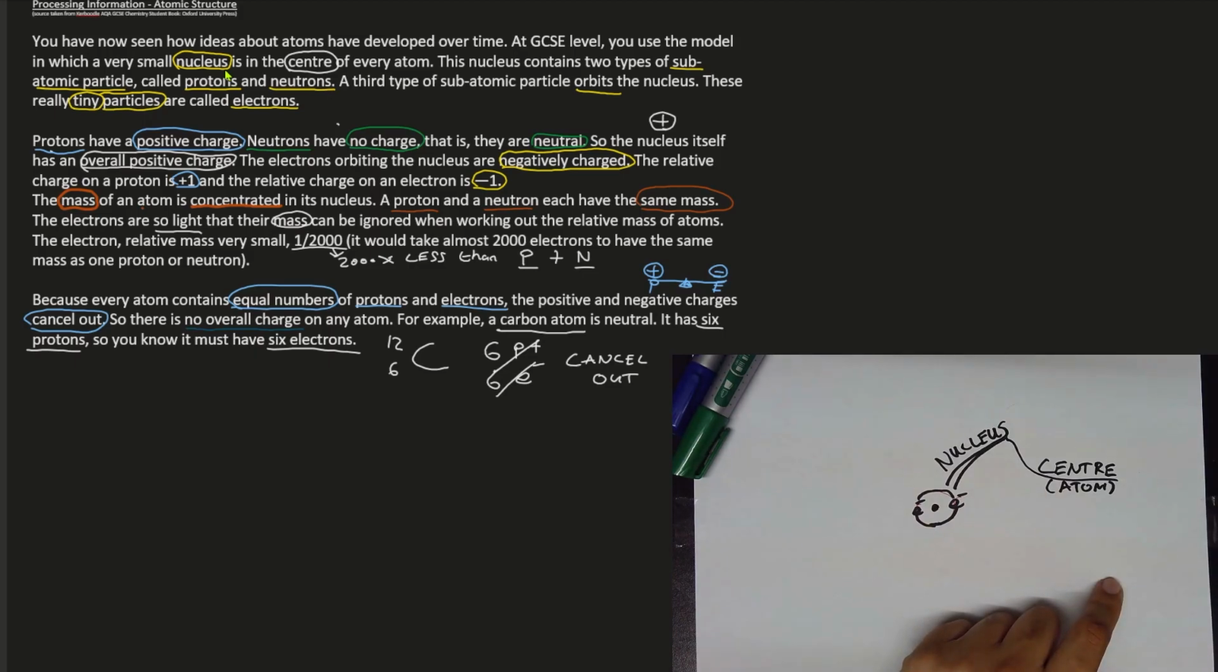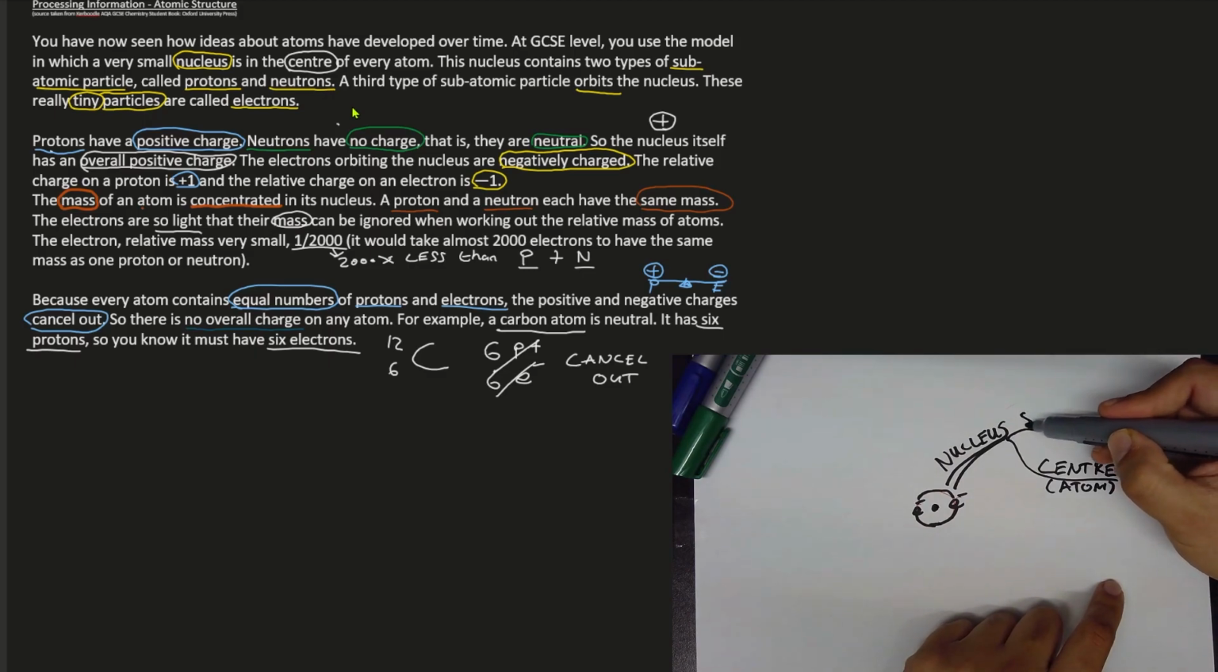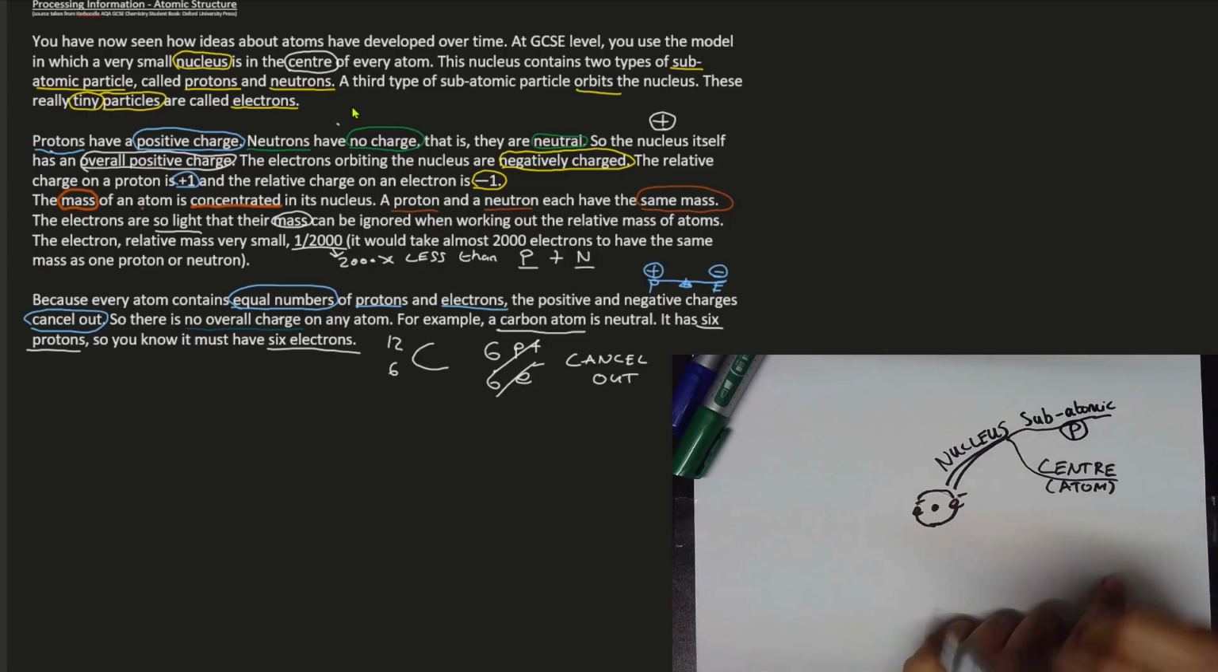Okay, the next part of it says the nucleus contains two types of subatomic particles, protons and neutrons. Now, these are again technical words, so they can be our sub branches, and we can write over here subatomic P for particles, because this is my own notes, right? And what are those subatomic particles? Well, we see that we've got protons, neutrons, and electrons.